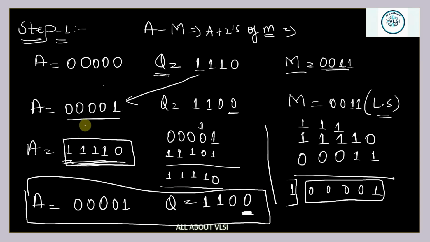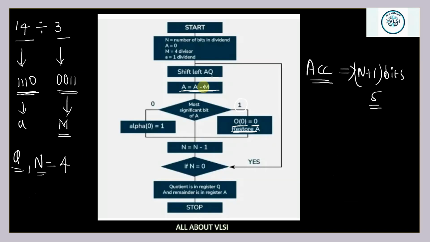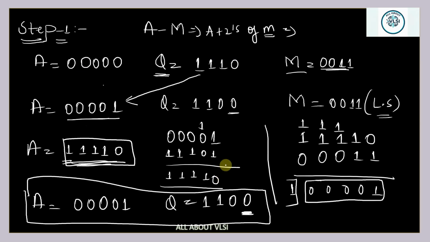Okay, so I'm repeating myself again. In step number 1, after subtracting, the accumulator is A minus M. If your accumulator's most significant bit is equal to 1, you should make the LSB of your quotient equal to 0, and you should add your accumulator with your M. Okay, not with the 2's complement of M. You should add with the original M value, A plus M. This is A minus M, and you should not add with the 2's complement of M.